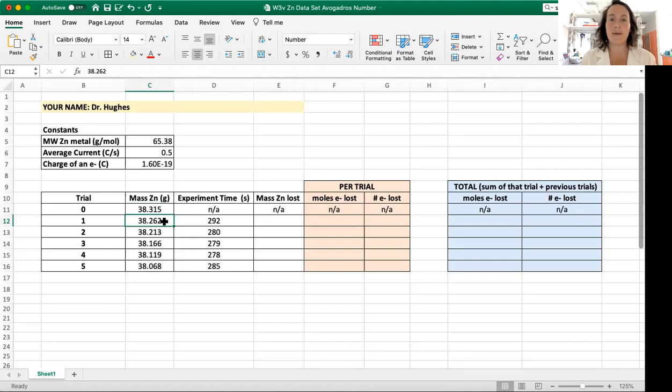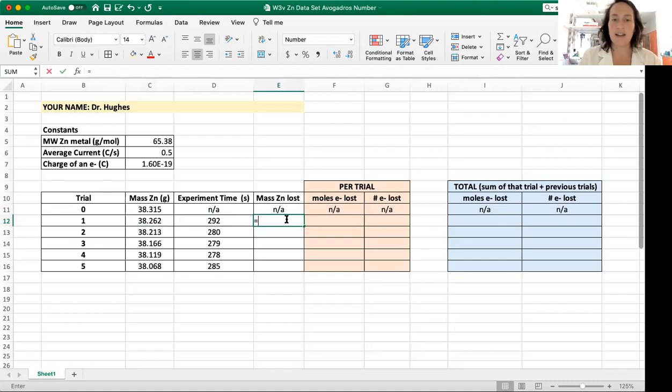And so here's what I mean by that. If we're trying to figure out what's the mass of zinc lost, or for you guys it'll be copper, how would you do that on a physical calculator, right? At the end of trial 1, what was the mass of the zinc that was lost? And in your calculator, you would take the initial mass, for me it's 38.315, and then subtract the mass at the end of trial 1, which would be 38.261. So in Excel, we can do that same calculation, but instead of typing in the numbers, we can just use the cells that we already have those values in.